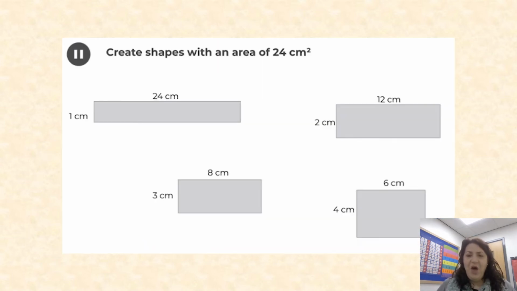Okay, I'm hoping that you got the same rectangles I did by using those factors. So thinking of your factor pairs, here's 1 and its pair 24. Here is 2 and its pair 12. Here's 3 and its pair 8. Here's 4 and its pair 6. And of course there isn't a 5 because 5 is not a factor of 24.